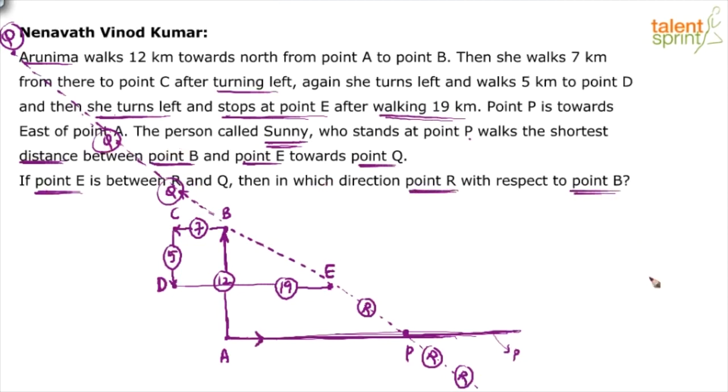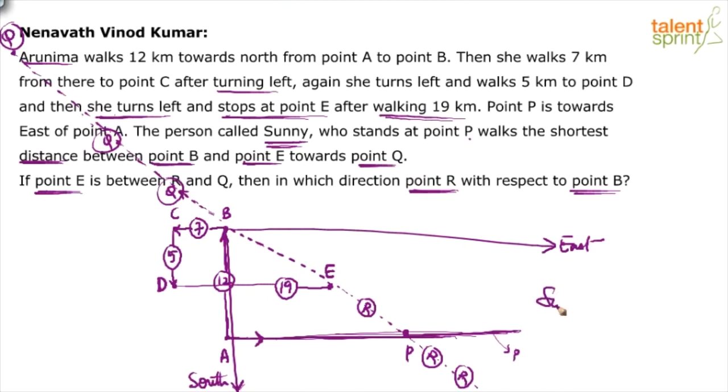with respect to point B? So where is this point R with respect to point B? Now understand, from point B, you know that this is east and you know that this is south. Whatever be the exact position of point R, it is definitely going to be between south and east. Yes or no? So can we now conclude that point R is in the southeast direction of point B? Yes. So your answer to this question has to be southeast.